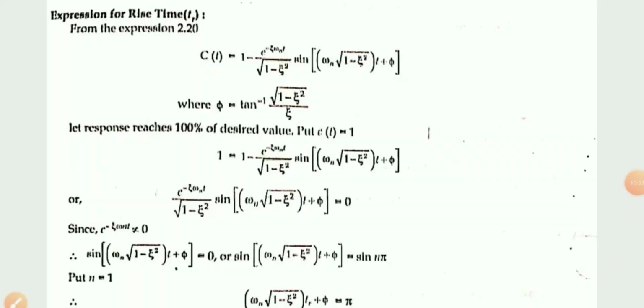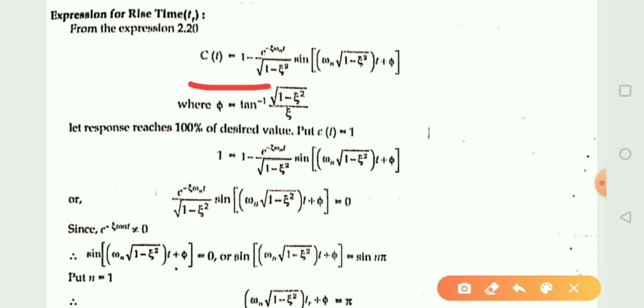This is the expression for the rise time. We know that for a second order system, the time response C(t) equals 1 minus e to the power minus zeta omega n t upon under root of 1 minus zeta square into sin(omega n under root of 1 minus zeta square into t plus phi), where phi is tan inverse of under root of 1 minus zeta square over zeta.